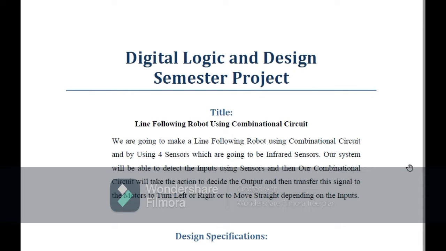Bismillahirrahmanirrahim. Today I am going to discuss my digital logic and design semester project. Our project title is line following robot using combinational circuit.